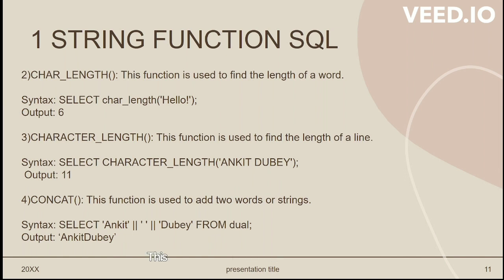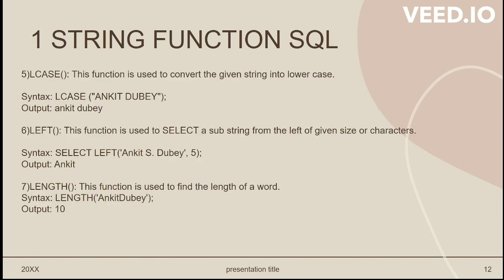Next is concat. This function is used to add two words or strings. Select concat angkit dubay from dual, the output is angkit dubay. Next is lcase. This function is used to convert a given string into lowercase. So lcase angkit dubay, the output is angkit dubay in lowercase. Next is left. This function is used to select a substring from the left of a given size. Select left angkit dubay 5, and the output is angkit, because in angkit dubay, angkit is on the left side. Next is length. This function is used to find the length of the word. Syntax: length angkit dubay, the output is 10.